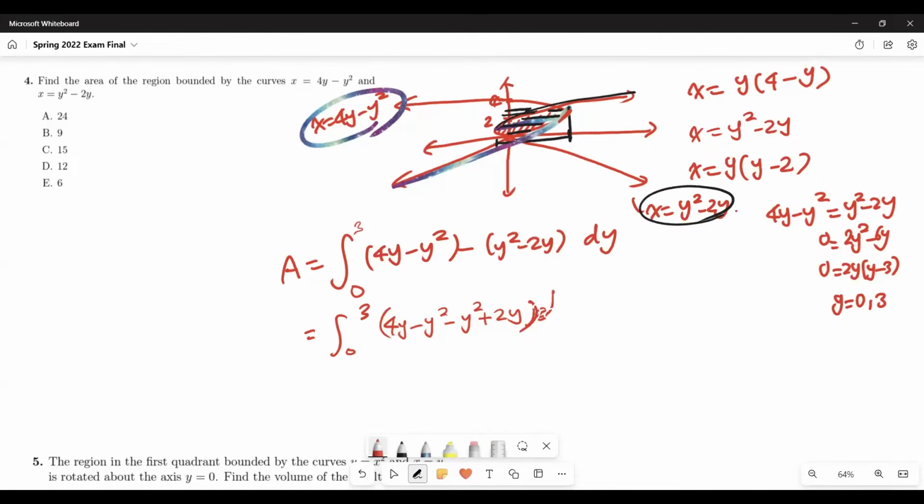Yeah, dy. There we go. Yeah, my laptop overheated. So dy. There we go. So you have that. So 0 to 3, 6y minus 2y squared dy.